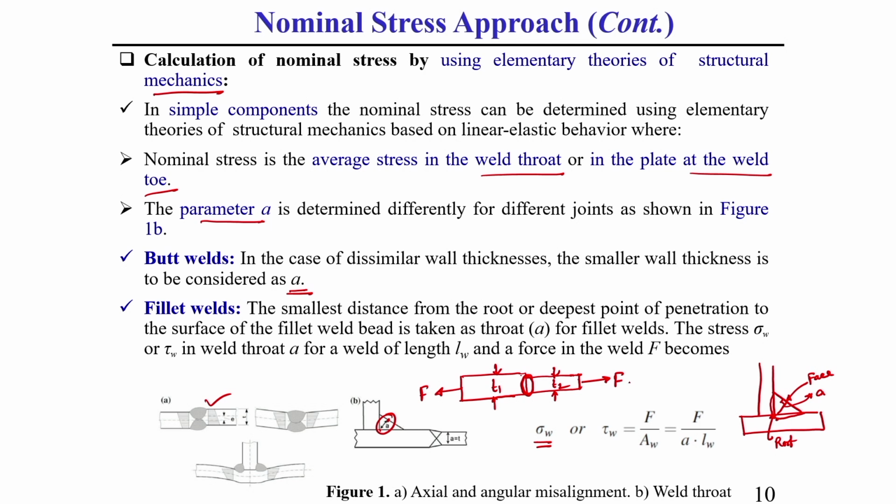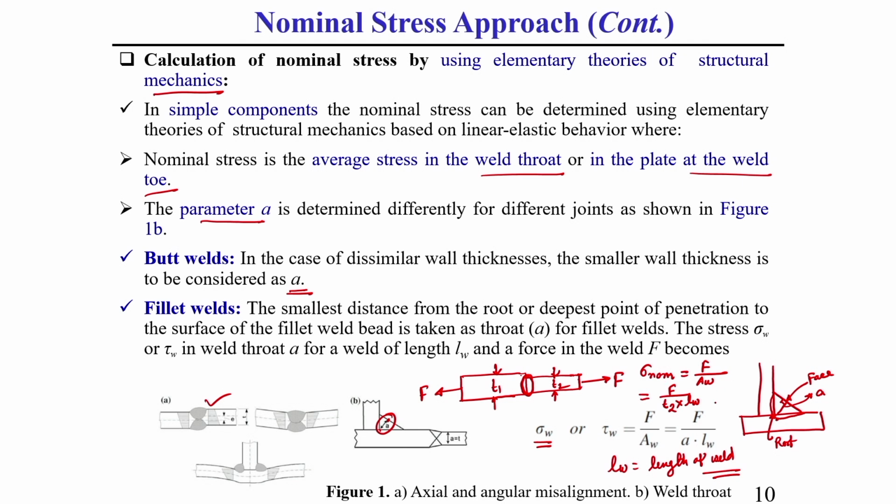For this case, the nominal stress calculation will be F divided by AW. AW means the welding zone cross-sectional area. What is AW? In the case of dissimilar thickness, AW will be T2 into the length of the weld. LW is called the length of weld, which I have already written here. This you should keep in mind.